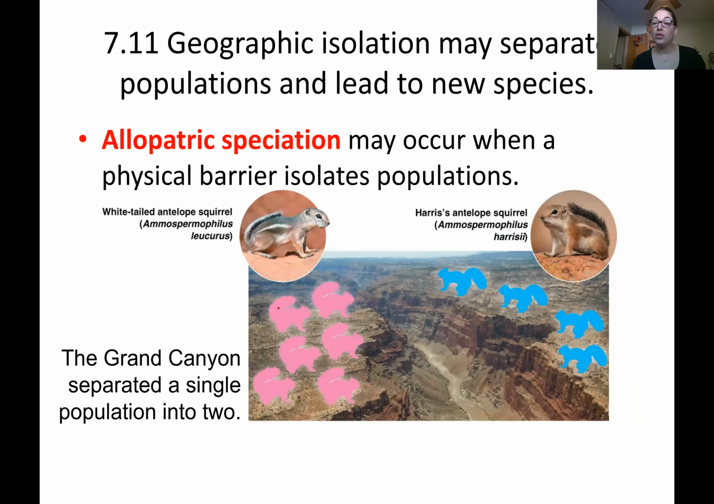Allopatric speciation occurs when there is a physical barrier that isolates populations. So in this example, the Grand Canyon separated two populations of squirrels. And over time, those squirrel populations developed new changes and became separate species because they were geographically isolated from each other.